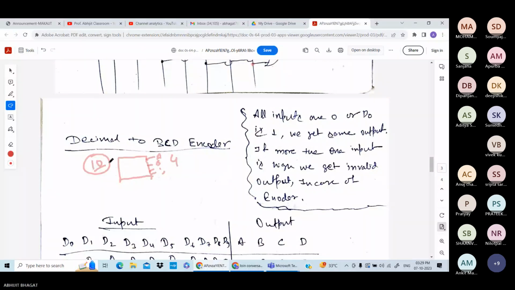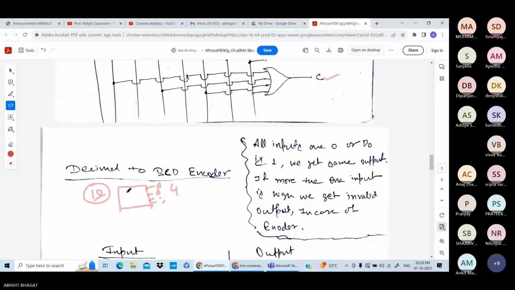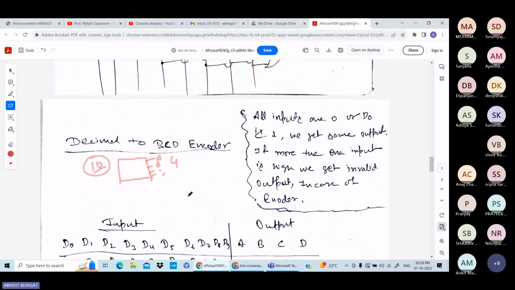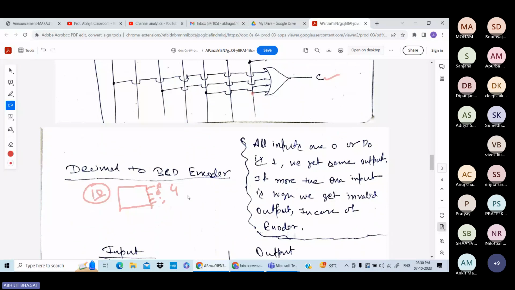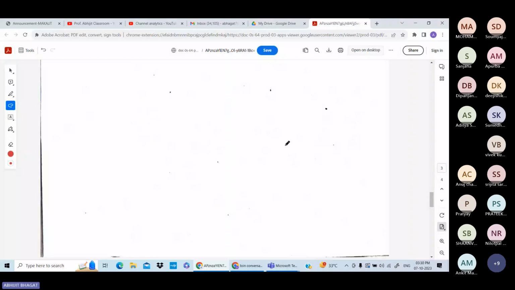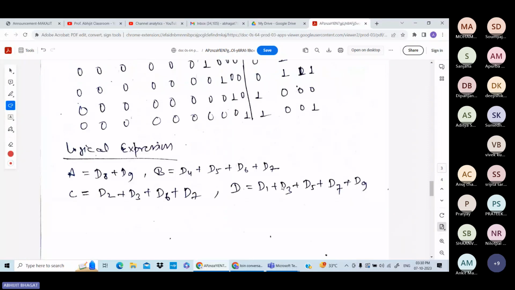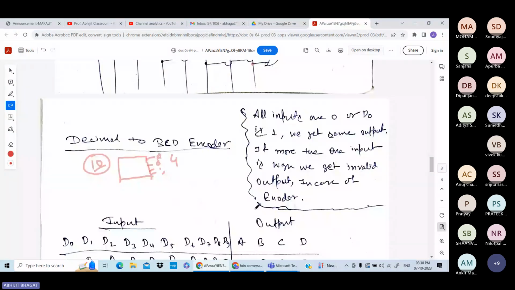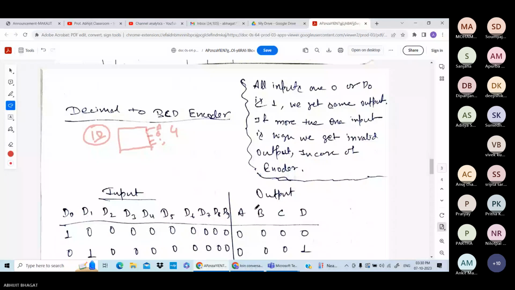So first all of you draw the block diagram for decimal to BCD encoder. Then write down the input and output, truth table, then logical expression, and after that circuit diagram. I have not completed this, so you do it, I will observe. I think it is clear to all of you. What you have to do?